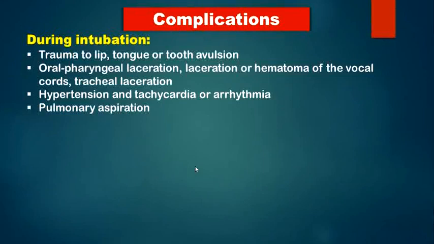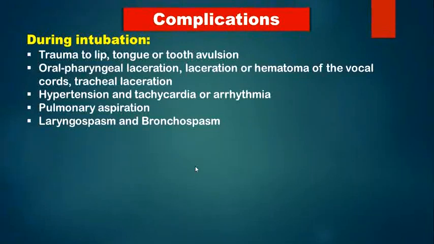This is a systemic reflex or complication causing abnormalities in the rate and the rhythm, or even causing increased blood pressure. Pulmonary aspiration, especially when there is a full stomach, laryngospasm and bronchospasm as a reflection to putting the endotracheal tube inside. This may, of course, happen. There may be spasm of the muscular wall.